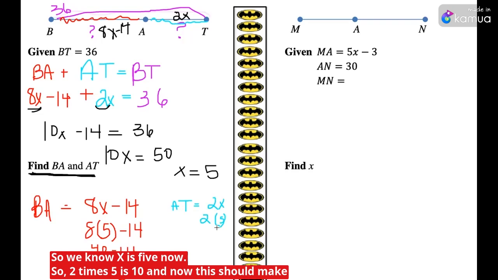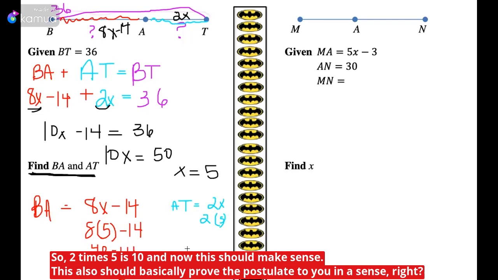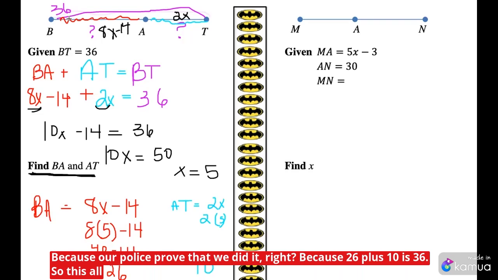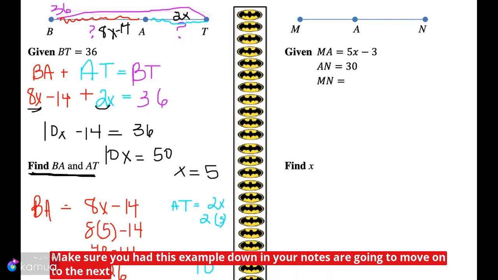And now this should make sense. This also should basically prove the postulate to you in a sense, right? Or at least prove that we did it right, because 26 plus 10 is 36. So this all worked out. Make sure you have this example down in your notes. We're going to move on to the next one.